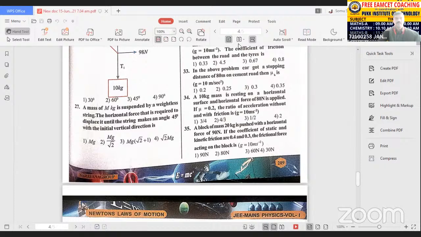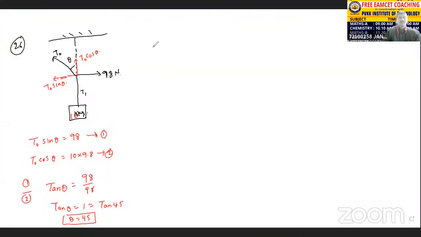Problem number 27. This is a rigid support pendulum. This m kg mass is freely suspended. This is the mean position. This is the extreme position. The tension is T, acting upward. The weight of the body acts in the downward direction, mg. This is the arc.